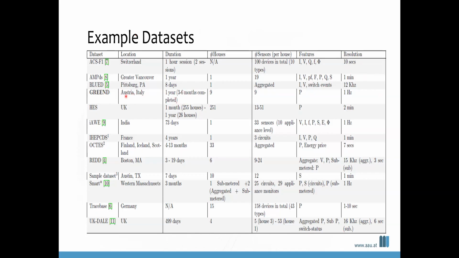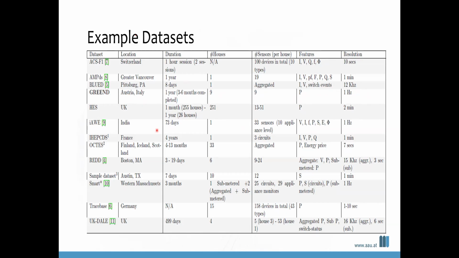So green D, this is a data set that we measured in some households in Austria and Italy. We had 9 houses. We have the 1 Hertz. We did not measure other features than the effective power. So some other data sets are more detailed on this, but at least we have the 4 seasons and we have the 1 Hertz. And with Austria, of course, we would have a data set that has the proper region if you want to deploy a system in Austria.